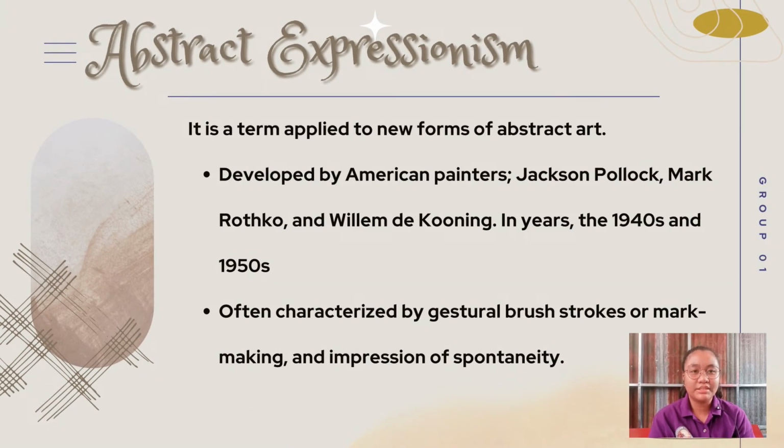Abstract Expressionism. It is a term applied to new forms of abstract art. In the 1940s and 1950s, it was developed by American painters Jackson Pollock, Mark Rothko, and Willem de Kooning. It is often characterized by gestural brushstrokes or mark making, and the impression of spontaneity.